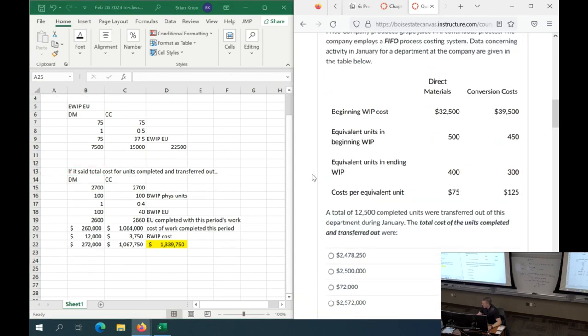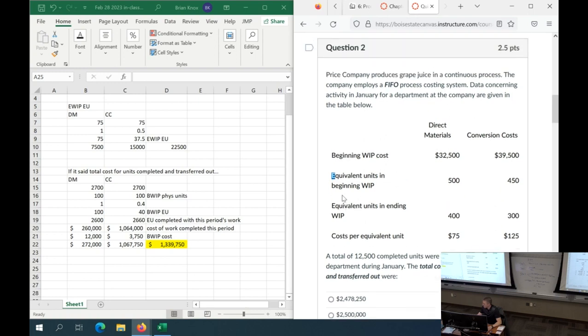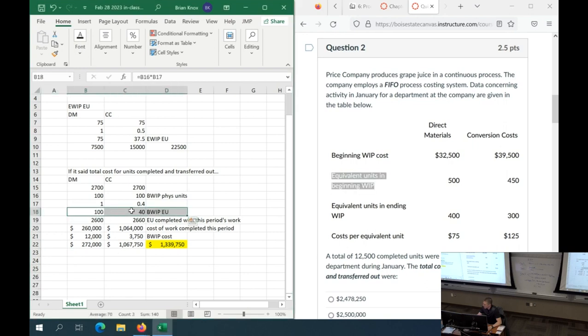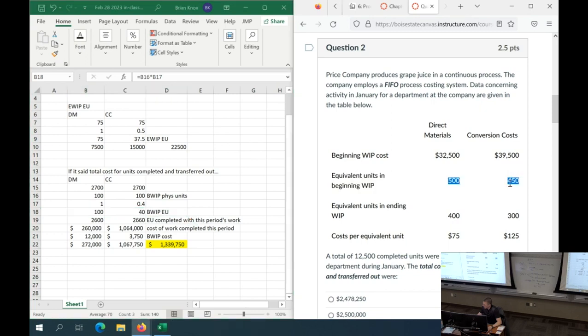Okay, so this one asks for the total cost of units completed and transferred out. It does something very similar, with the details being slightly different. Notice here, one part of these questions is making sure that you look carefully at the labels. The equivalent units in beginning WIP are already given to me, basically this step right here. It's giving me the beginning WIP equivalent units for direct materials and conversion costs. So great, I don't have to do the multiplication that I did right here. So here's this question. This is Price Company.